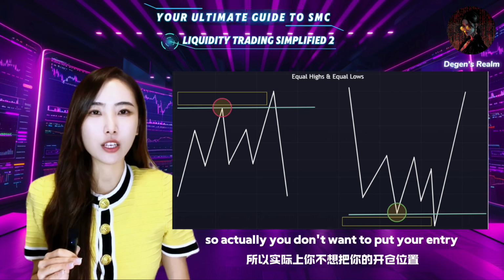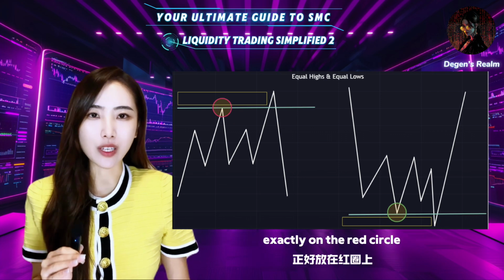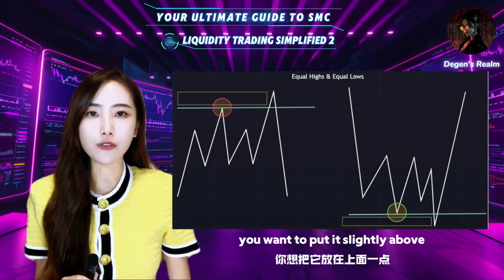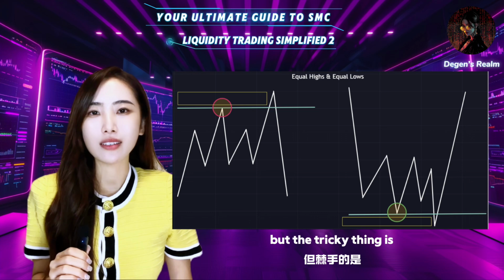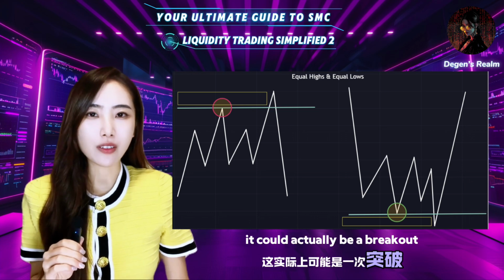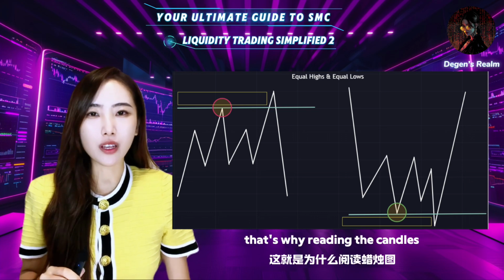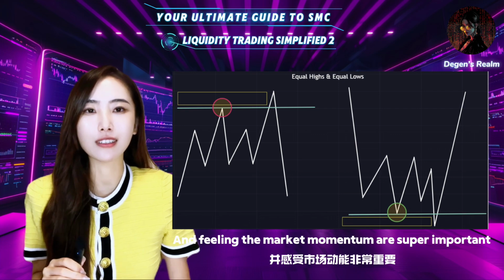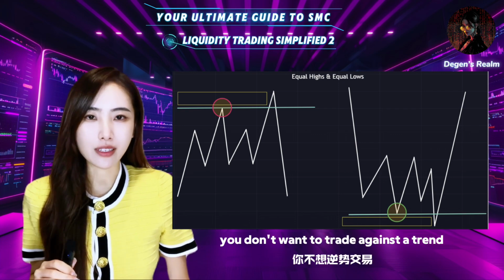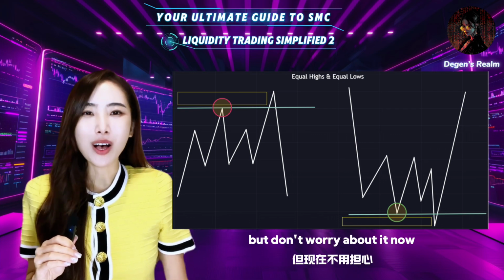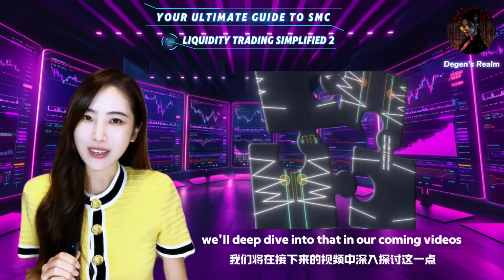So actually, you don't want to put your entry exactly on the red circle. You want to put it slightly above. But the tricky thing is, it could actually be a breakout. That's why reading the candles and feeling the market momentum are super important. You don't want to trade against the trend. But don't worry about it now. We'll deep dive into that in the coming videos.